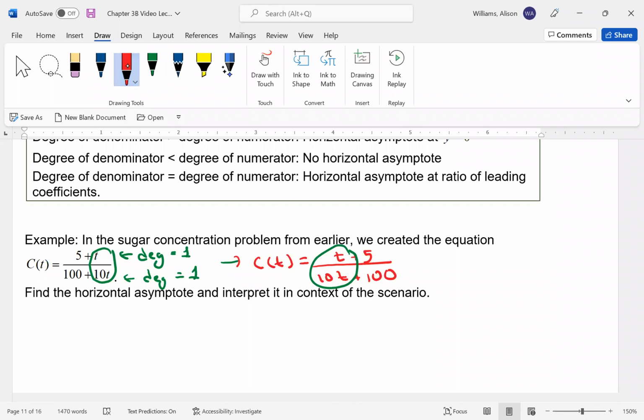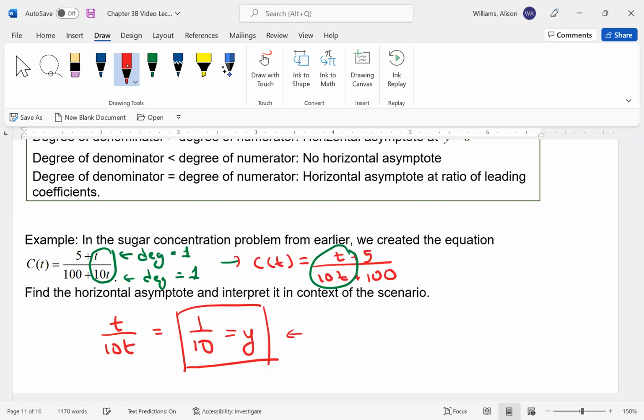Okay, so let's reduce it. t over 10t reduces to 1/10. And there is our horizontal asymptote, y equals 1/10. Now, what this means, though, is that as t is increasing, we're basically seeing a concentration of sugar that never really exceeds 1/10. And this was, I believe, 1/10 of a pound per gallon.